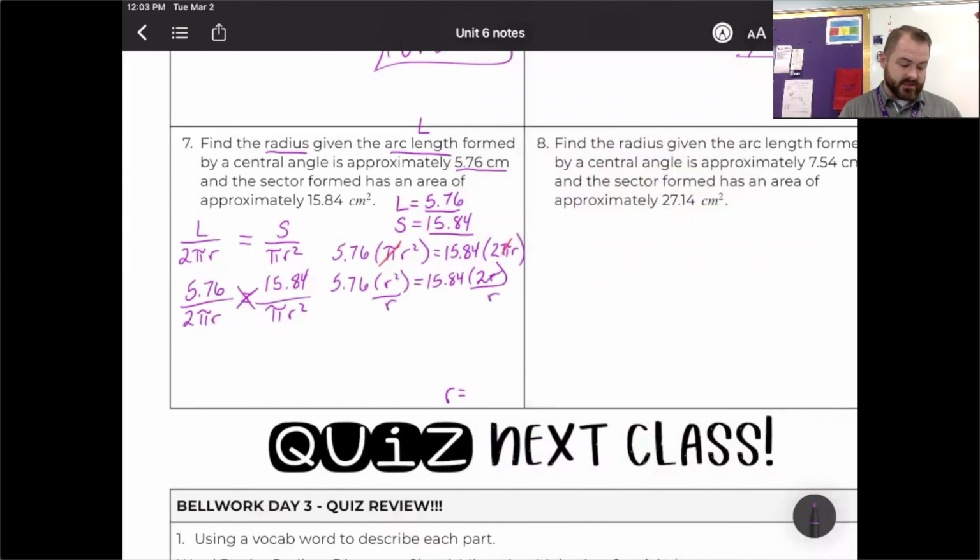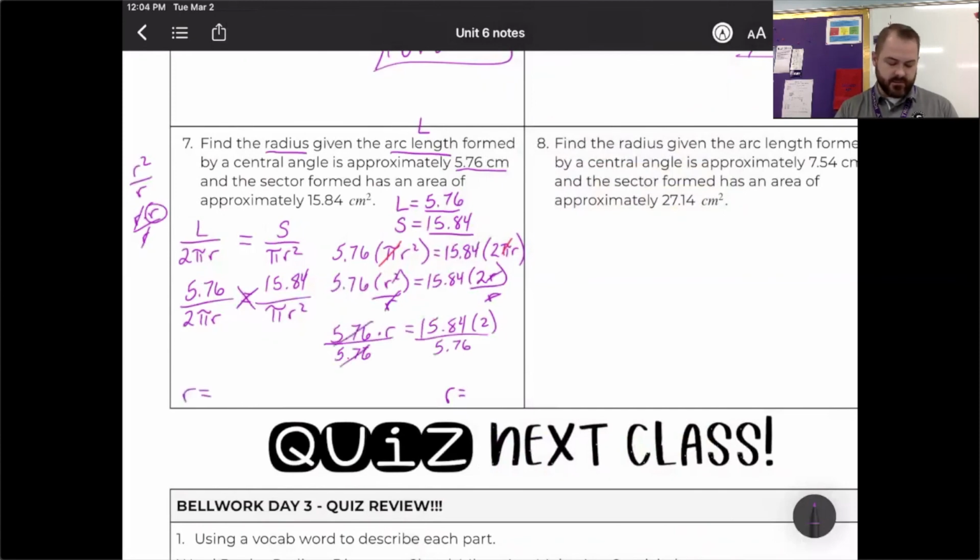That's going to completely cancel it on the right, but r squared divided by r, I'll write it over here, r squared divided by r is like r times r divided by r. Remember, r squared is r times itself? Well, that's going to cancel one of them, but it's going to leave one of them. So the left side of my equation is now 5.76 times r equals 15.84 times 2. That's a whole lot easier to solve because all I have to do now is divide by 5.76. And I've left it unsimplified for a reason.